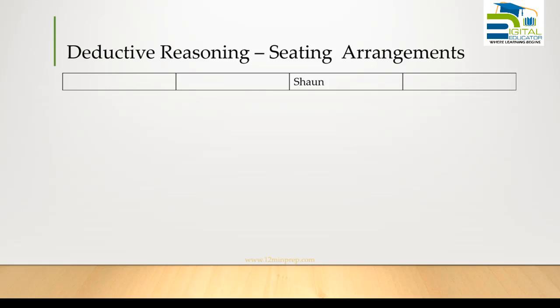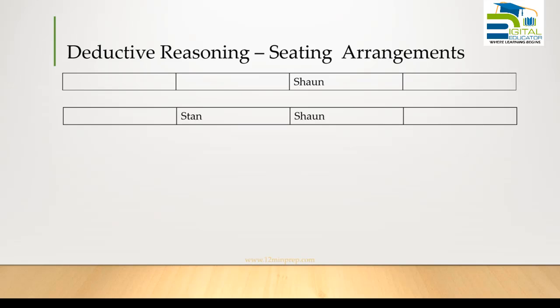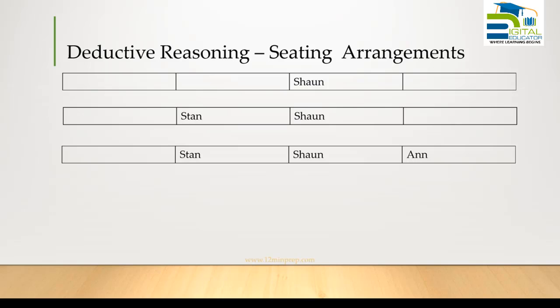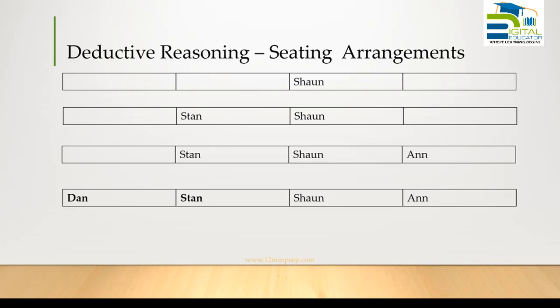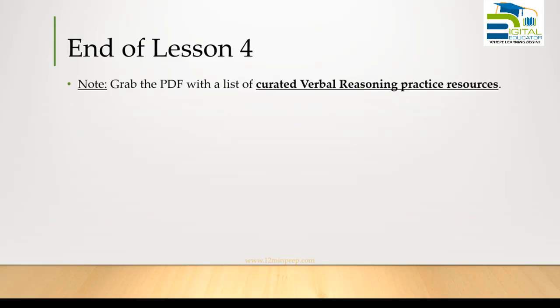We start with a piece of information that is easiest to describe. We then add the rest, step by step, like a puzzle. In this case, Sean's location is easiest to start with. Then, it is Stan who's not standing at the sides. And so on. The conclusion is correct. This brings us to the end of Lesson 4.